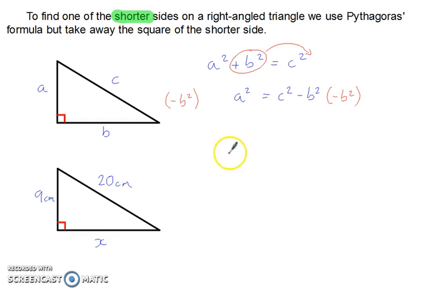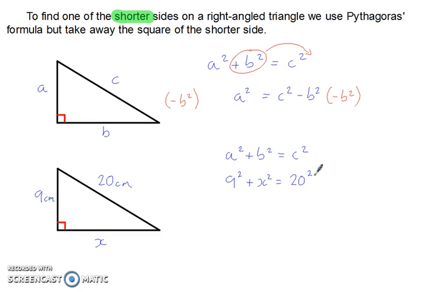So yet again, I'm going to write out my formula first. A squared plus B squared equals C squared. Now then, I'll do my substitution first. Instead of A, we've got 9 centimeters, so I'm going to write 9 squared plus, instead of B, I've got X, so I'm going to write X squared equals, and instead of C, the hypotenuse, the longest side, I've got 20 centimeters, so I'm going to write 20 squared. Again, it's really good that I do that one above the other.